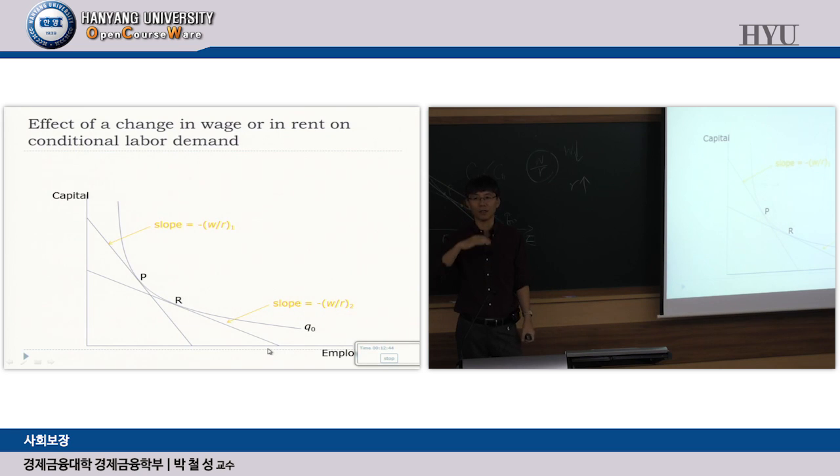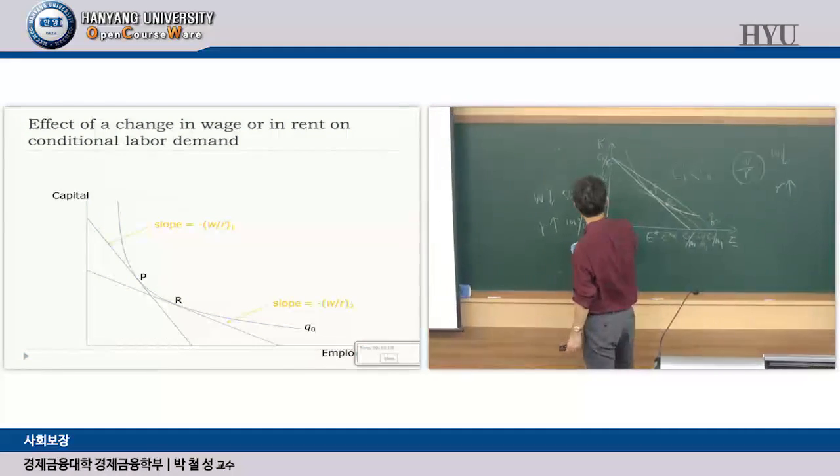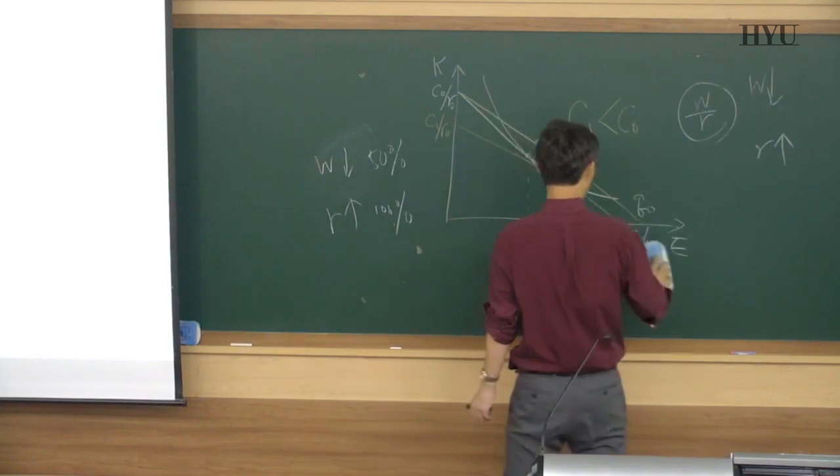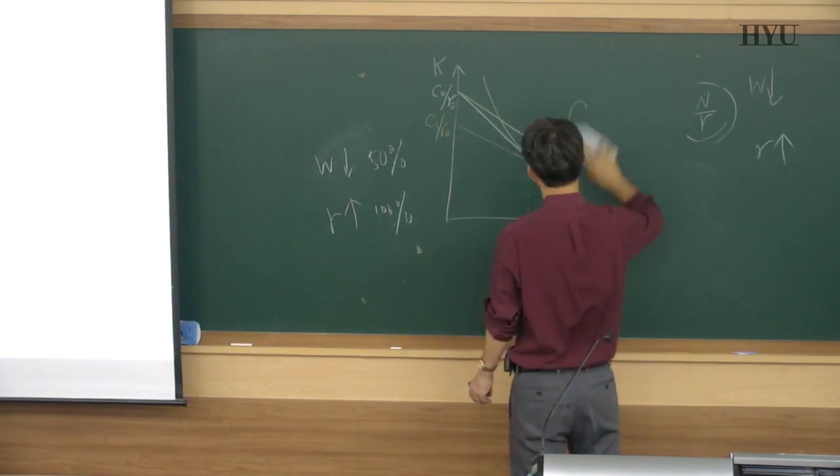So we can say if labor becomes relatively cheaper, the firm will hire more labor, less capital. And if labor becomes relatively expensive, then they will hire less labor, more capital. Okay? What matters is the ratio, the relative cost. The thing is, but there is one difference.